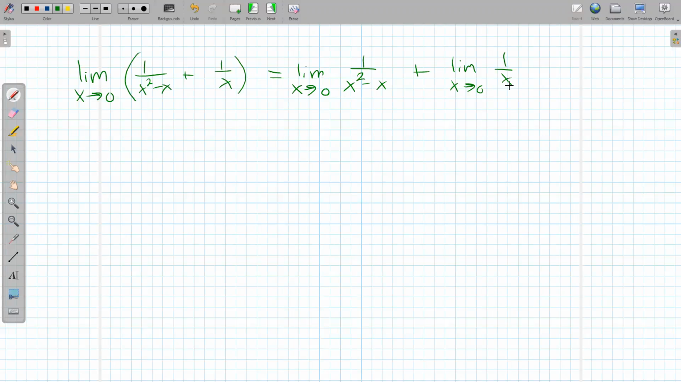The interesting thing here is as x goes to 0, if x is positive but getting close to 0, then we have 1 over a very small number, which is a very large number. If x is negative but approaching 0, we have 1 over a very small negative number, which is a very large negative number. So it's either going to be plus or minus infinity over there.